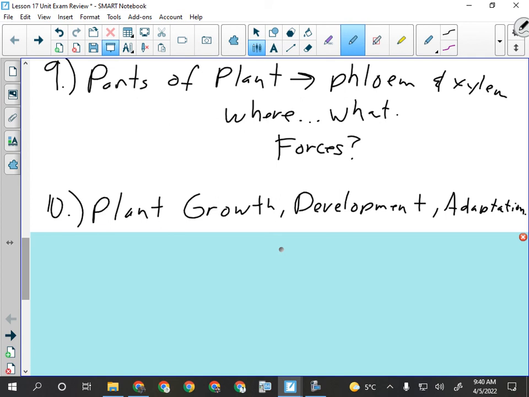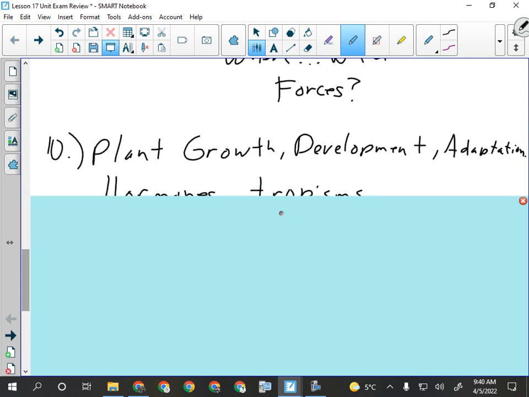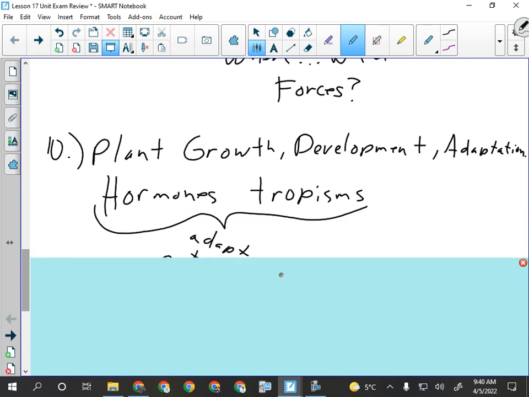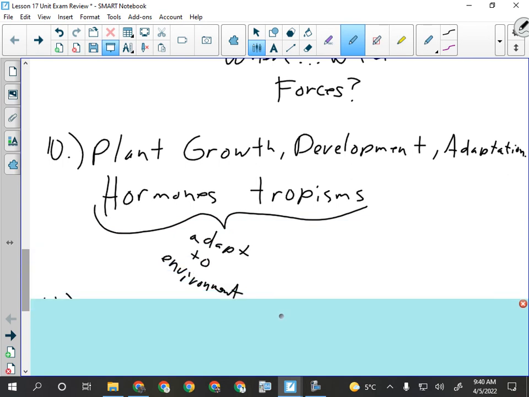Oh, well, it's geotropism, which is a growth response to gravity. Auxins are secreted to one side, so they grow faster than the other, and the plant eventually curves upwards again. Boom, 5 marks. Okay, so that's hormones, tropisms, adapting to the environment, basically what we just talked about.